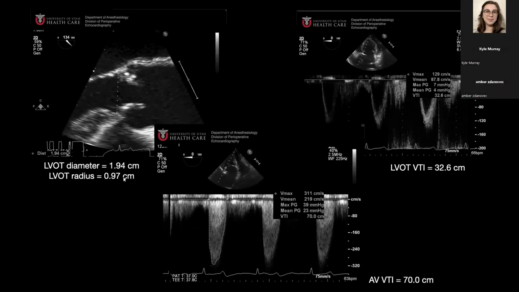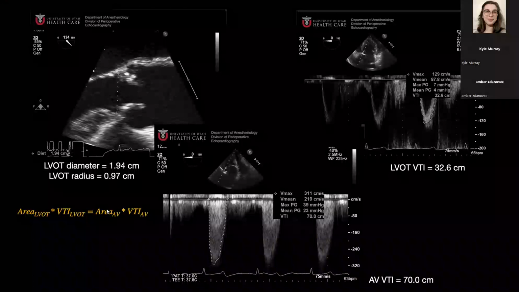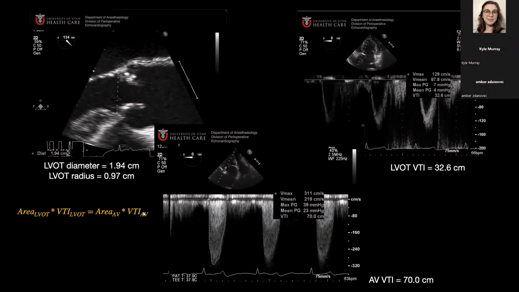Yep, so these are the components you need. Basically you need these three measurements to make a calculation. If we're going to figure out our valve area, we know that stroke volume of the LVOT equals stroke volume of the aortic valve. So we have our area of the LVOT times VTI. We're going to solve for our area of the aortic valve, which gets multiplied by the aortic VTI.